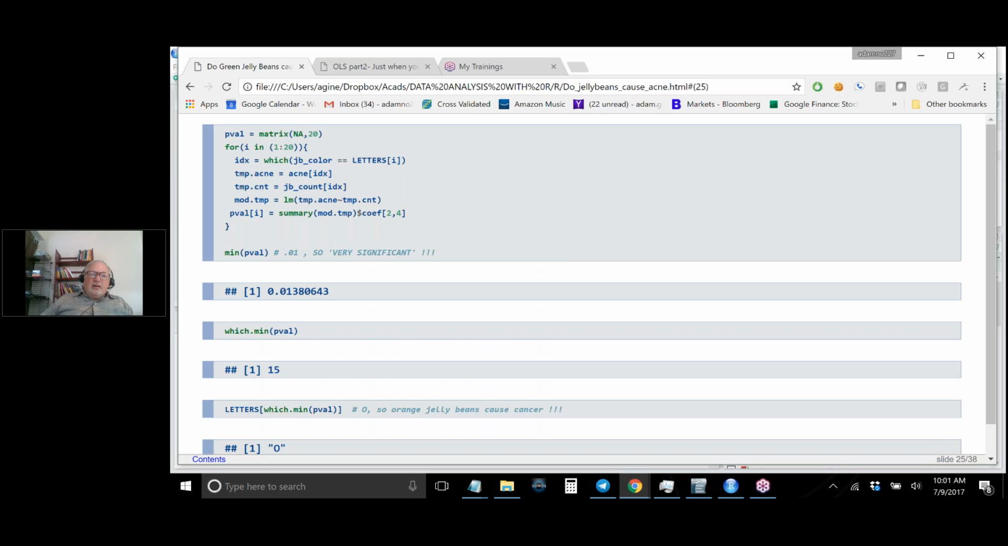Well, we want to calculate p-values for the linear model for each particular color. There are 20 colors, so I'm going to have 20 different p-values. So I first create the matrix to instantiate, if you're a computer science person, the p-value matrix that I'm going to put the data in. And R aside, when you're putting data into something with a for loop, you always want to create the data container outside the loop.